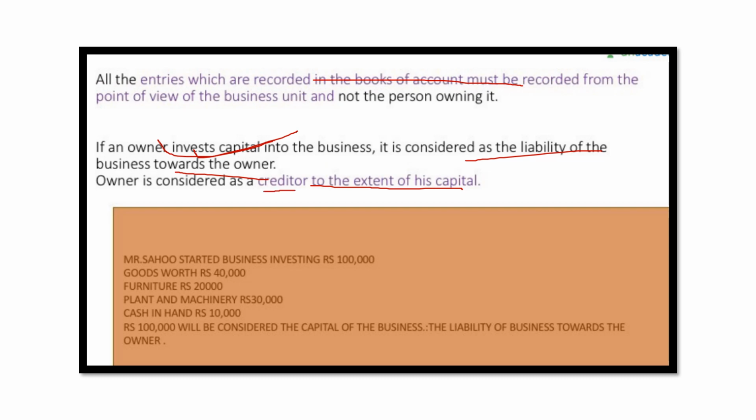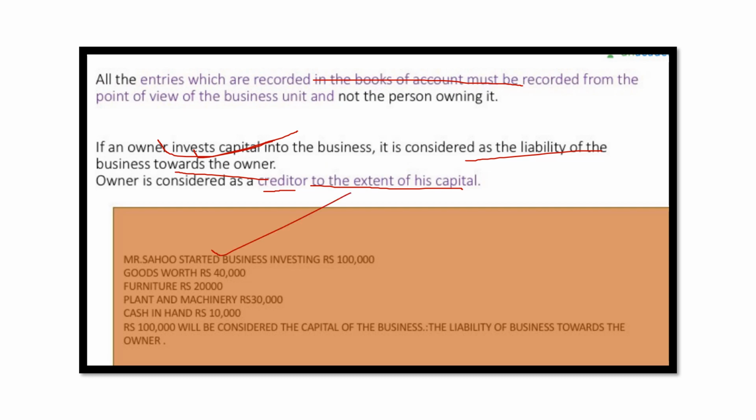When the business owes money to a third party, that is the person to whom the business owes money. Creditor means the person or the entity to whom the business owes money. Now here the business owes money to the owner. So the owner is considered as a creditor to the extent of his capital.